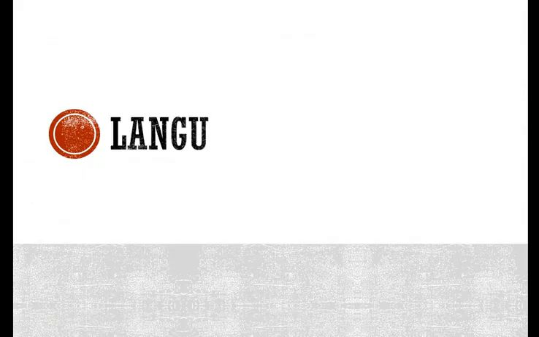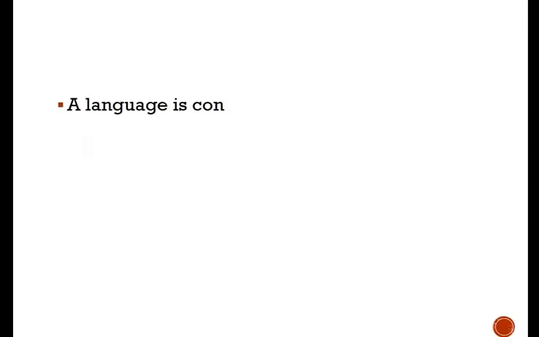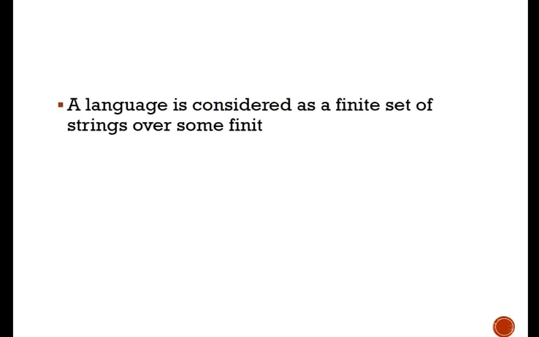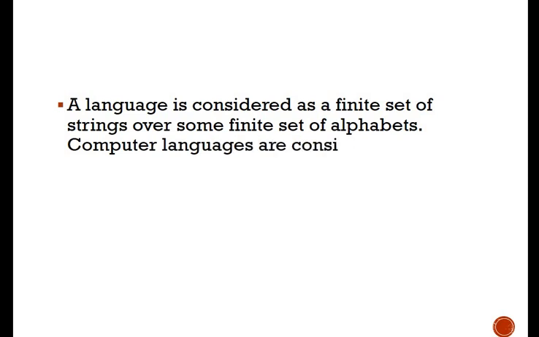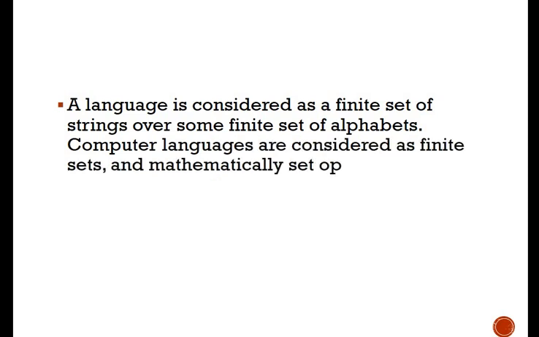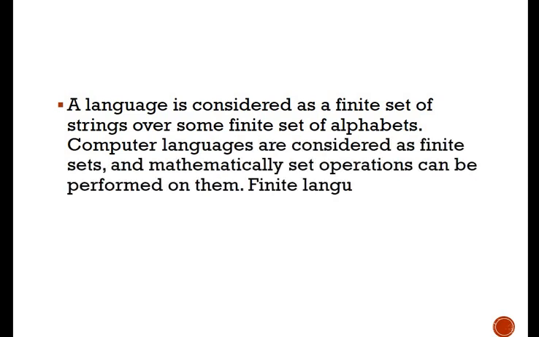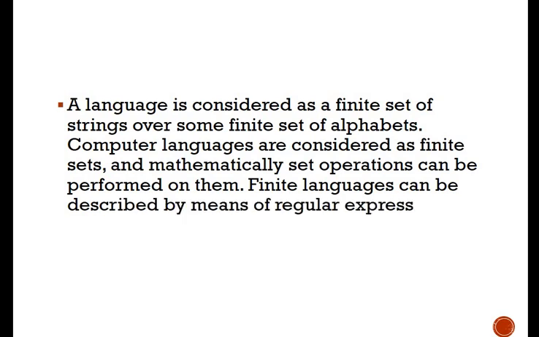Then what is a language? Obviously, if we have alphabets, strings, and special symbols, then we're talking about a language. So I would say that we have studied the definition of languages. A language is considered as a finite set of strings over some finite set of alphabets. So computer languages are considered as finite sets, and mathematically set operations can be performed on them.